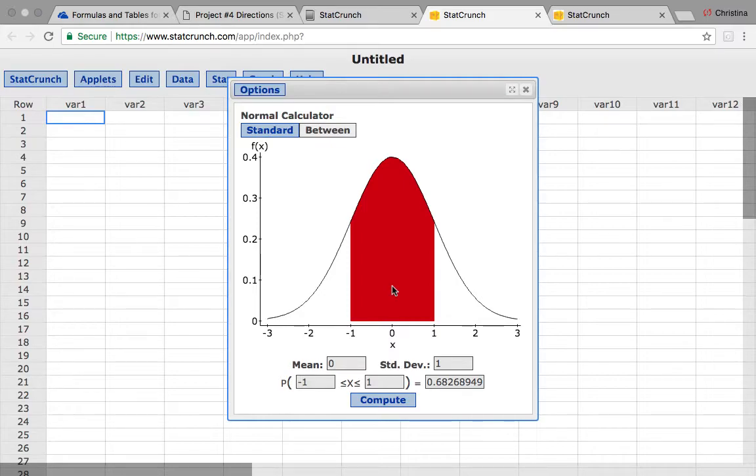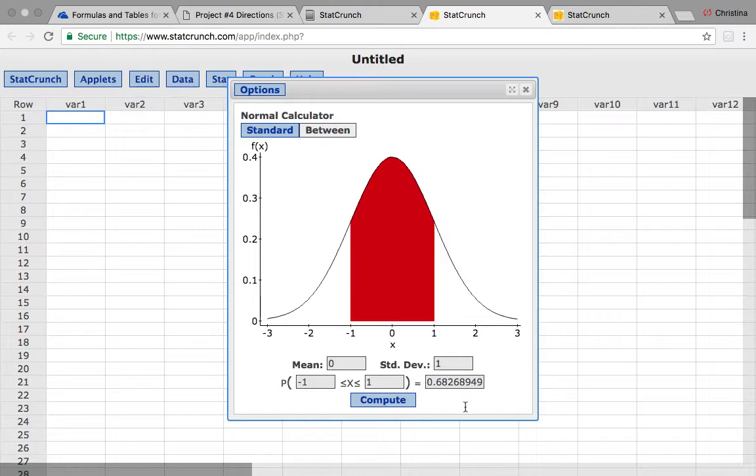If those are our z-scores, this one's actually already in here because this is the default one, but if you were putting it in, you would put -1 as the smallest value for the z-score. So -1, which is less than or equal to x, which is less than or equal to +1. And when you click compute, that area is about 0.6827 if we round that to 4 decimal places.